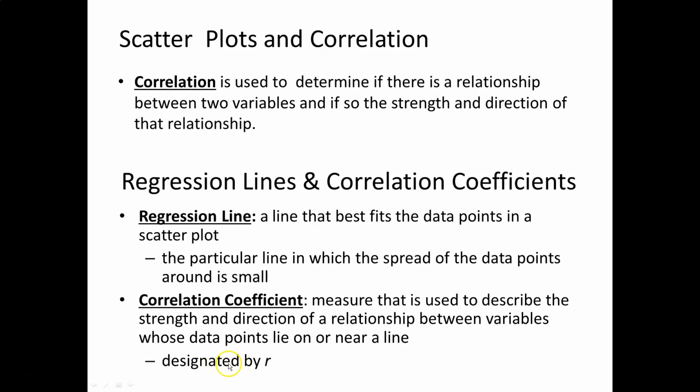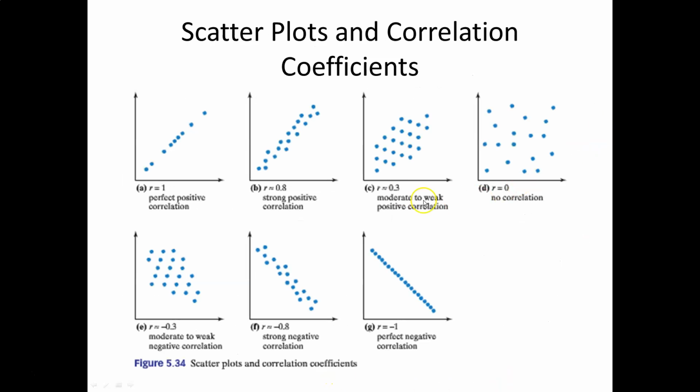The correlation coefficient is used to describe the strength and direction of a relationship between the variables whose data points lie on or near a line. And that's designated by R. And R goes anywhere from -1 to +1. -1 would indicate a strong negative correlation, and +1 would indicate a strong positive correlation, and 0 would indicate no correlation. So let's look at them. R equals 1 over here in graph A was a perfect positive correlation.